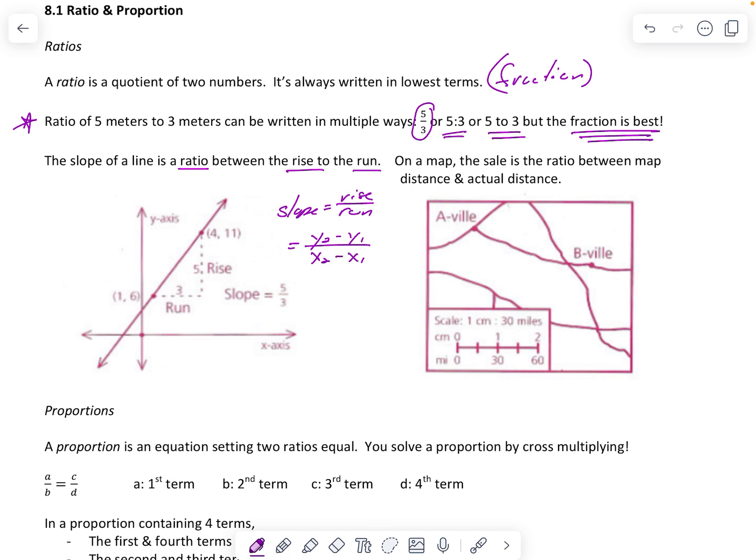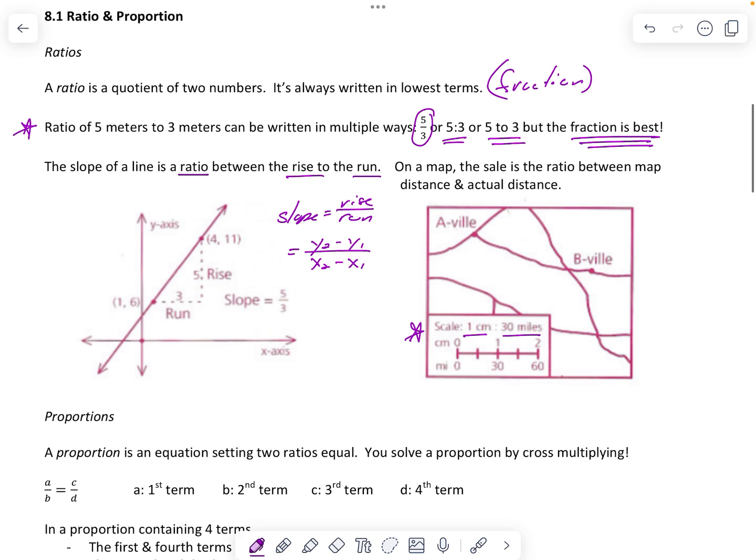And on a map, scale is the ratio between the map distance and actual distance. So this scale here says 1 centimeter on the map is equal to 30 miles in real life. And so we can use that scale to find measures between, say, cities on a map, actual measures.